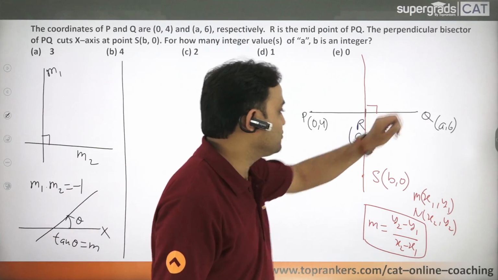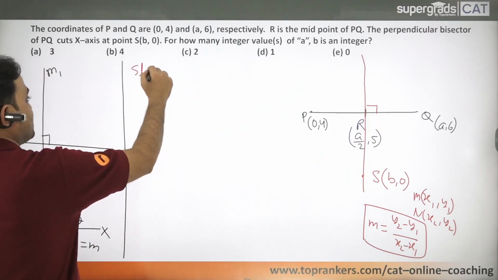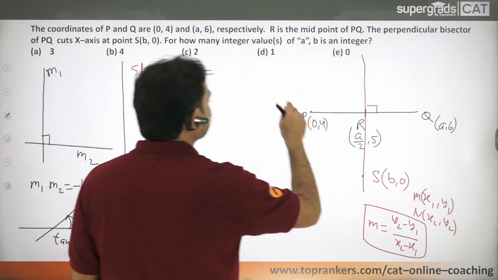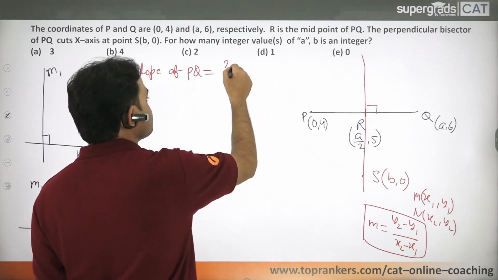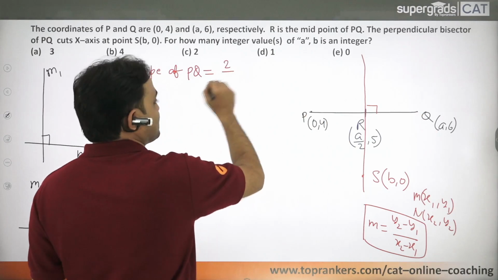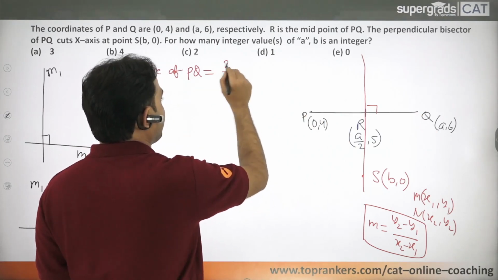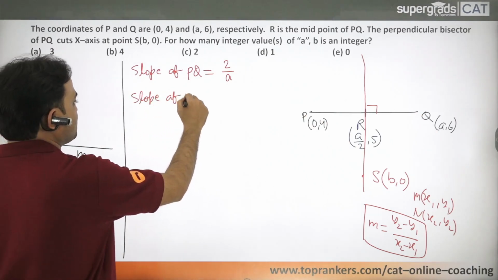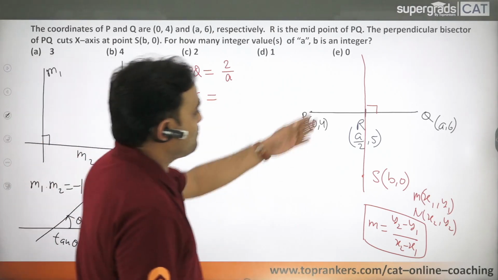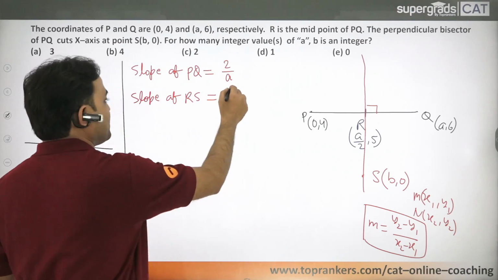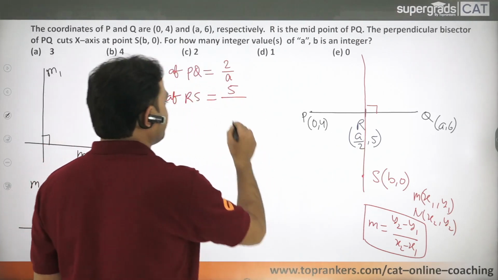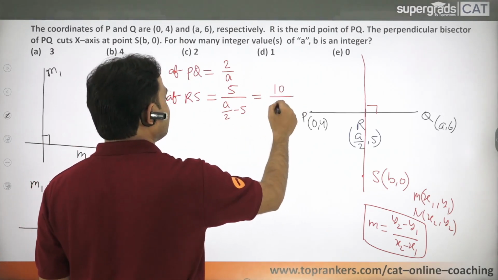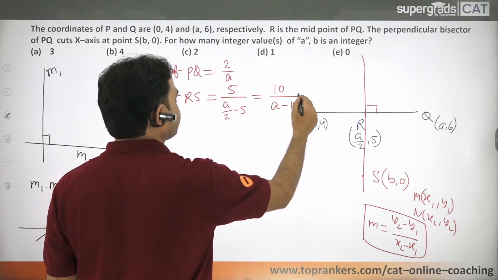This is how we find the slope of a line. Can we find the slope of PQ? Yes, definitely. Slope of PQ will be equal to 6 minus 4, which is 2, divided by A minus 0, which is A. So this will become 2 by A. Now the slope of the line perpendicular to this, which is RS: 5 minus 0 is 5, divided by A by 2 minus B, which will become 10 divided by A minus 2B.